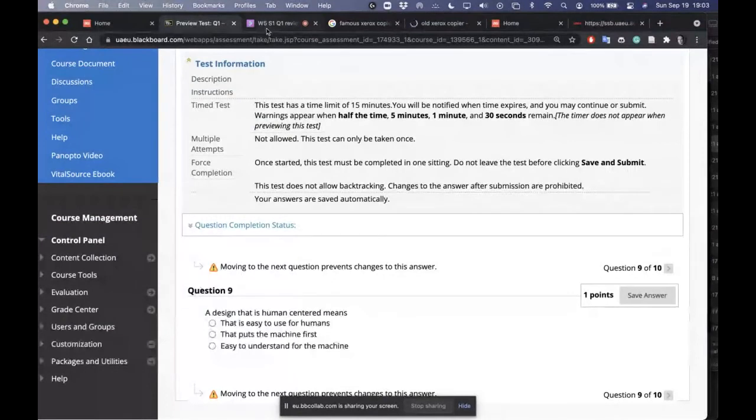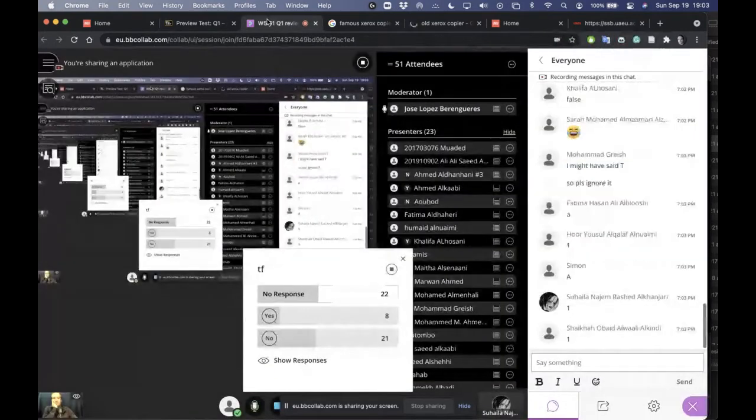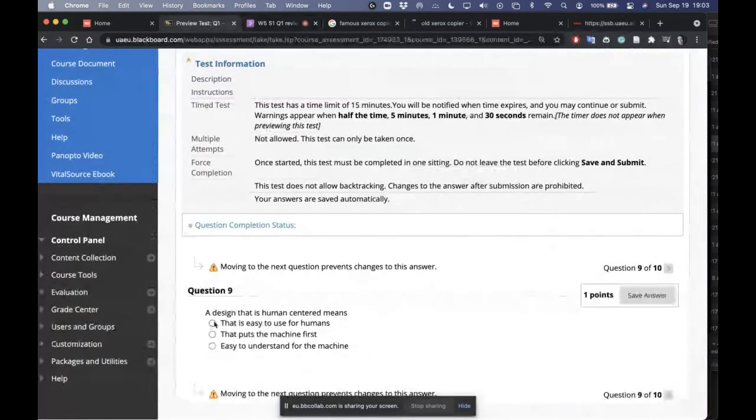A design that is human-centered means? 1, 2, or 3. Everybody 1. Okay, must be that. Super cool.